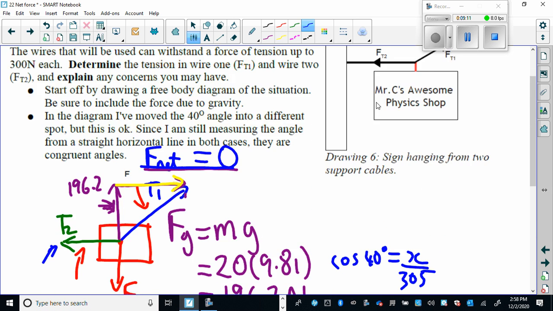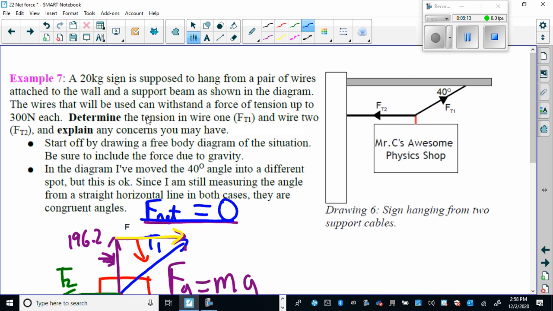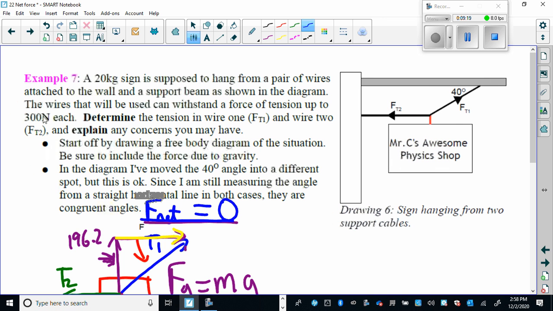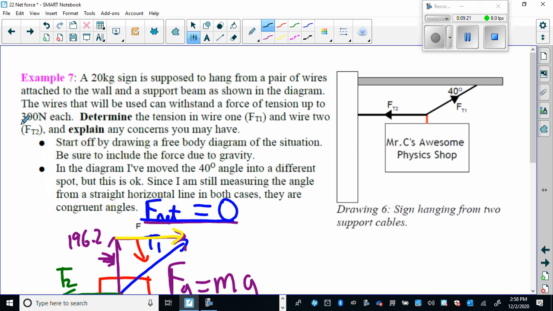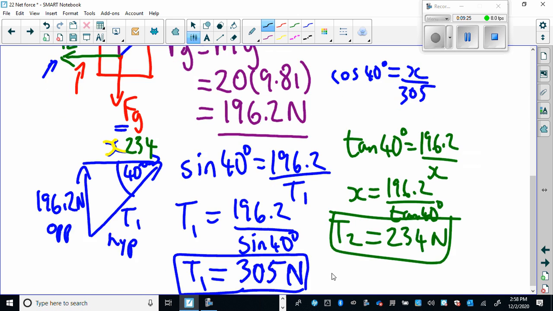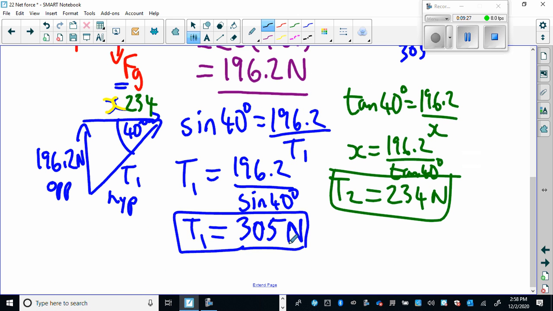But then you have to say, do you have any concerns? And the answer is, you're darn right you have concerns, because the wires are only made to withstand 300 newtons of force. And T2 is experiencing 305. In other words, that wire will not hold, it will snap, and the sign will fall. So yes, you do have concerns. Okay, and that's the end of that problem.